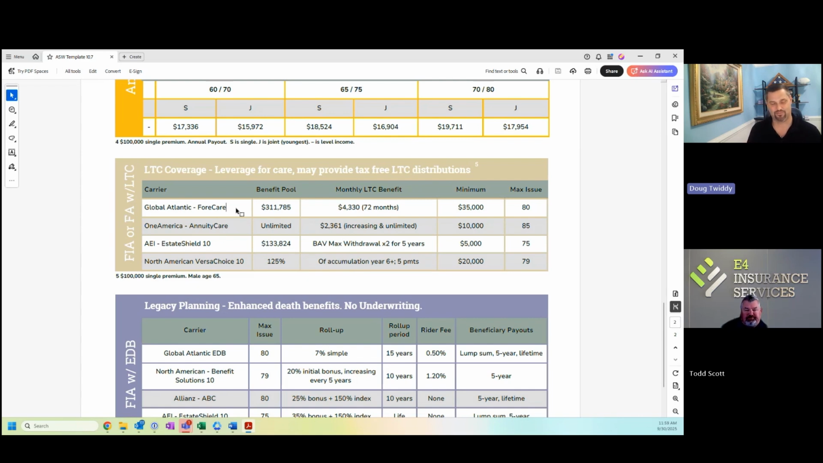It's an incredible annuity. In this case, it's $100,000 premium, male age 65. You get 2 times to 3 times your premium as a benefit pool. So you move in 100,000, get $300,000. There's a few medical questions. It's like 8. There's not a lot. It's actually pretty easy to qualify for. But you can get $300,000 worth of long-term care coverage immediately.